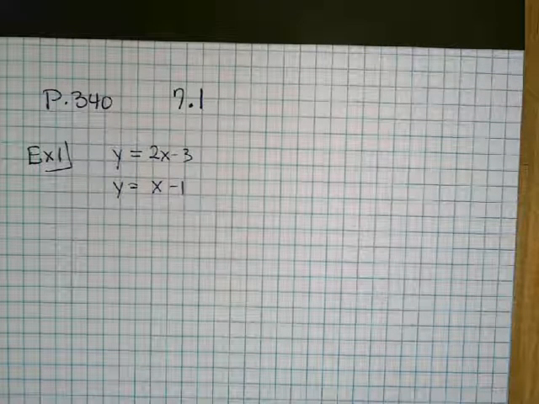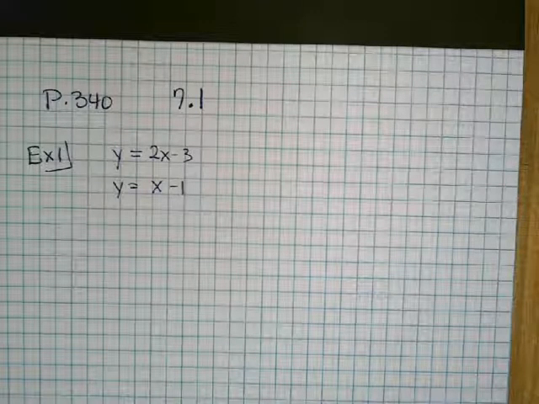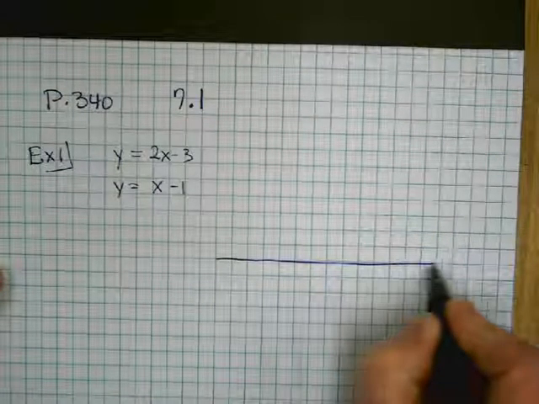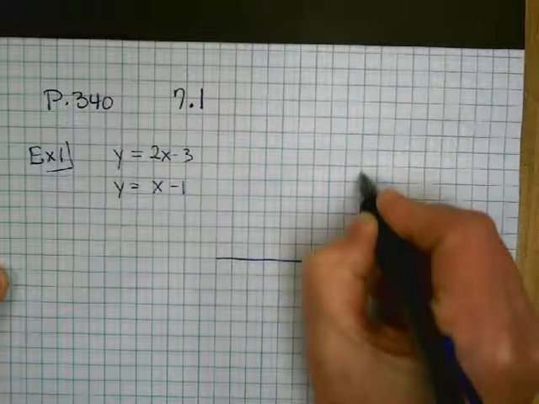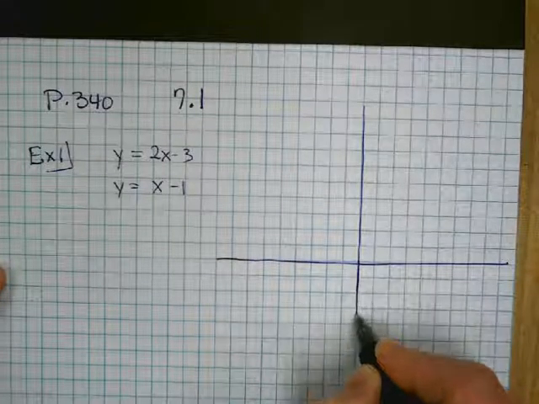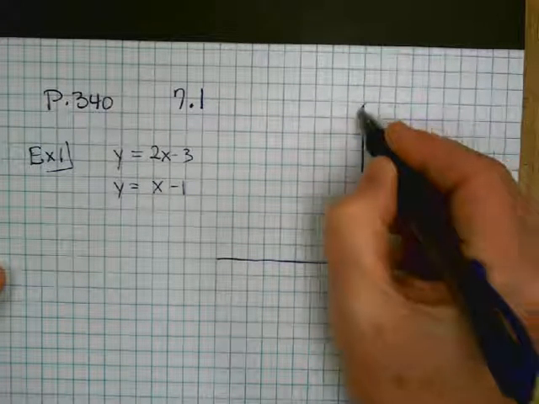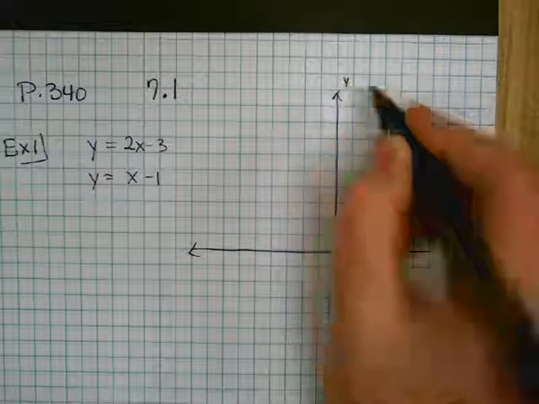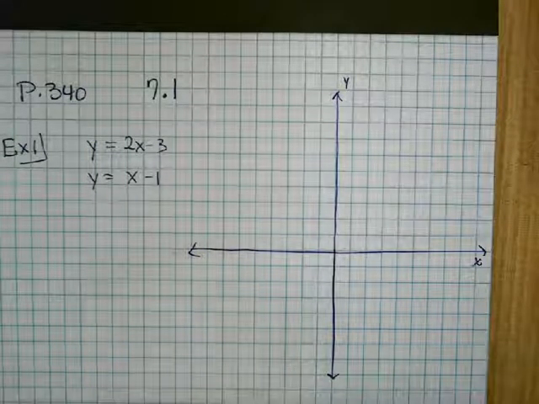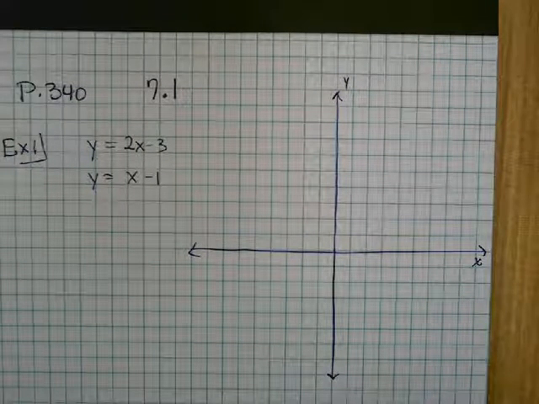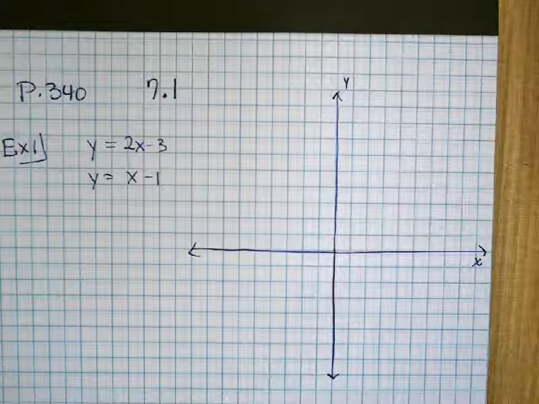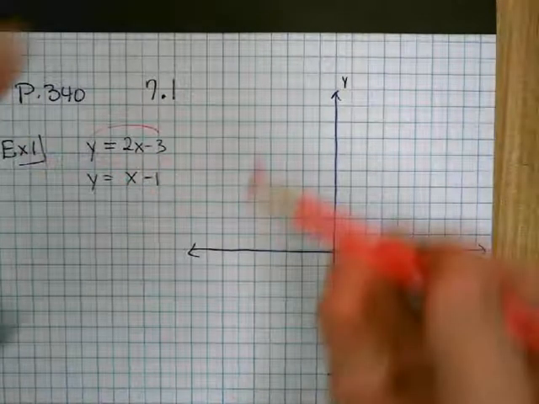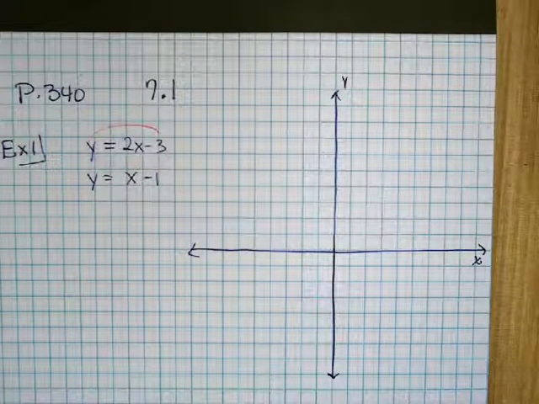So the first thing you need to do is draw yourself a coordinate grid on your paper. This is my x-axis, this is my y-axis. Okay, so I'm going to graph here the first one. It's not going to work for me. I'm going to use pink. First one I'm going to use pink. I'm going to sharpen the pencil.